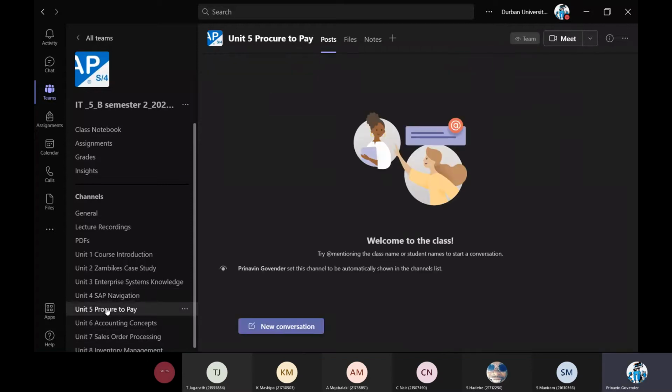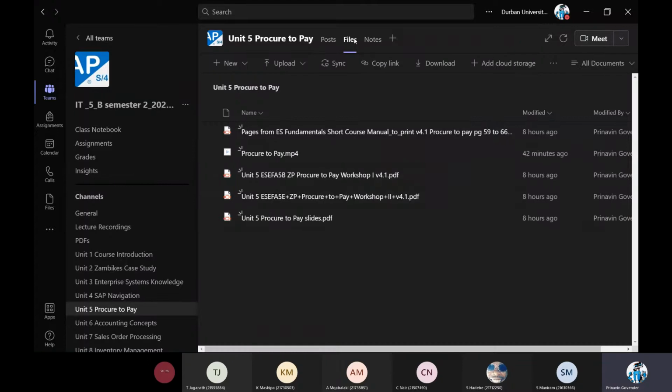Unit 5 is what I shared with you today on the WhatsApp group, the procure to pay. We did a little bit of practical work, and we looked at the Zambikes example. Basically, I took you through a practical exercise. Again, using my analogy of the motor car, I took you for a drive around town using procure to pay as an example.